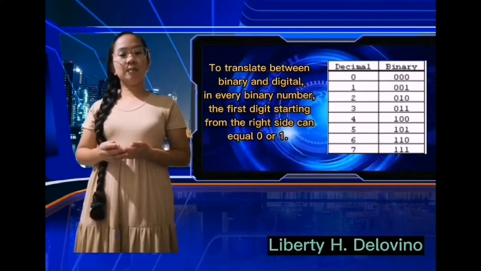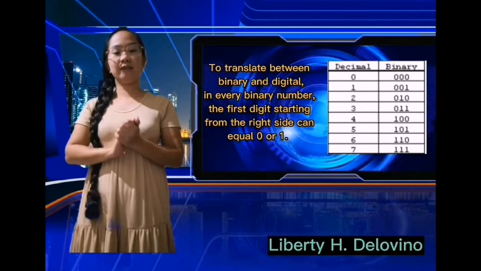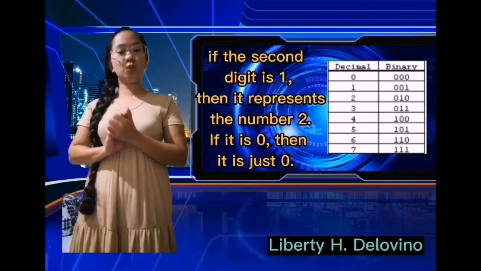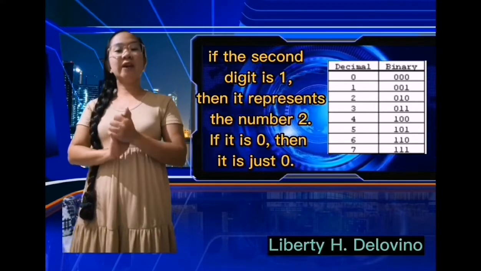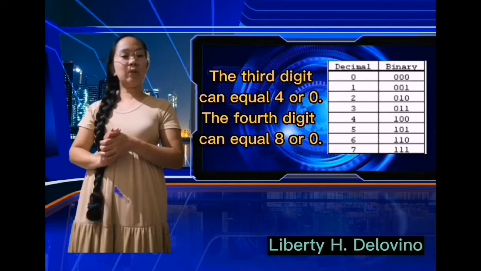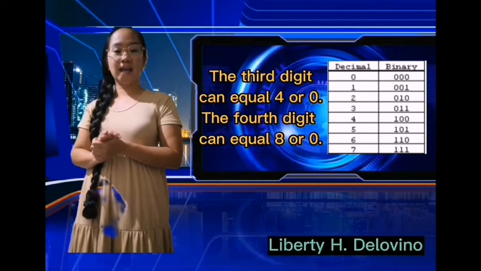To translate between binary and decimal, in every binary number, the first digit starting from the right side can equal 0 or 1. But if the second digit is 1, then it represents the number 2. If it is 0, then it is just 0. The third digit can equal 4 or 0. The fourth digit can equal 8 or 0, and so on.